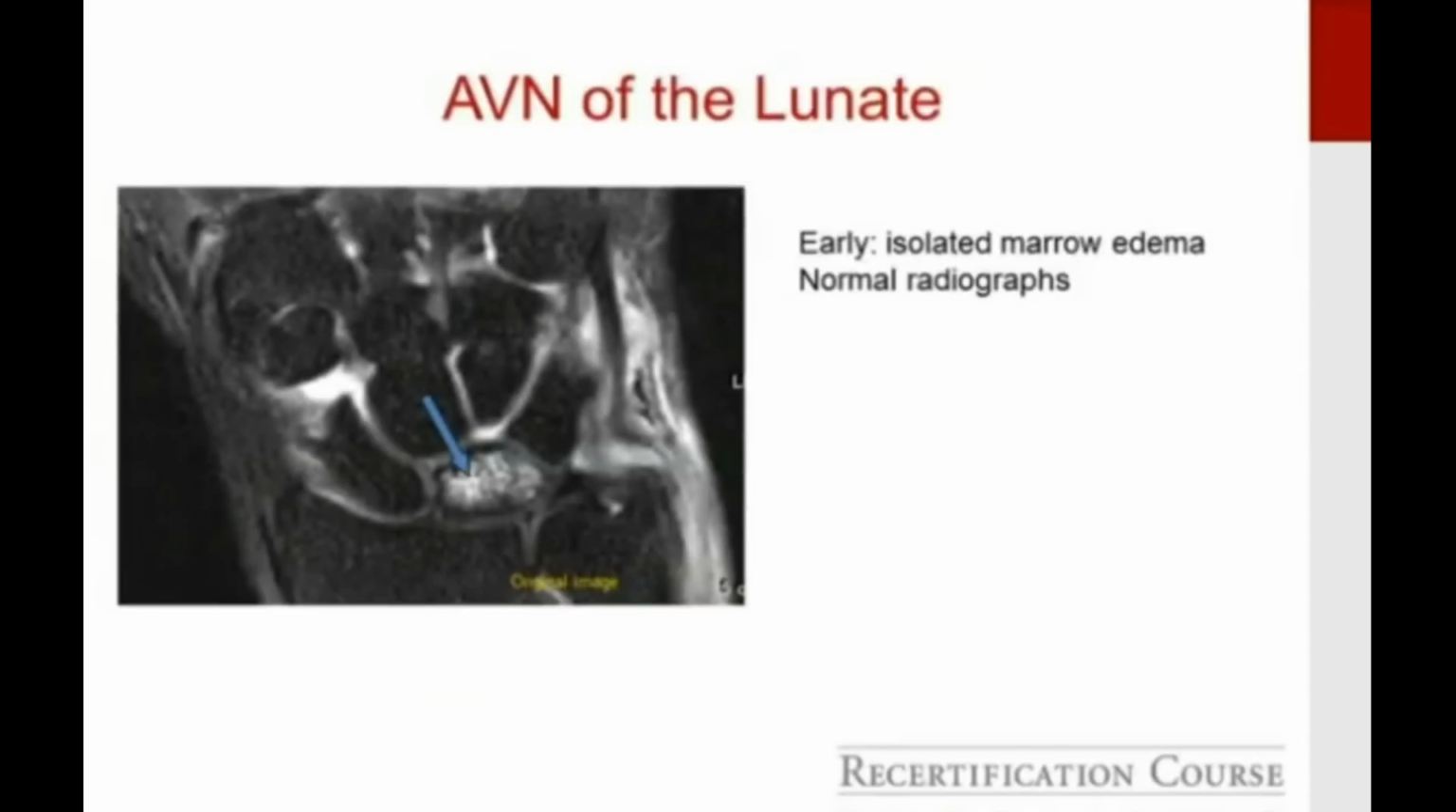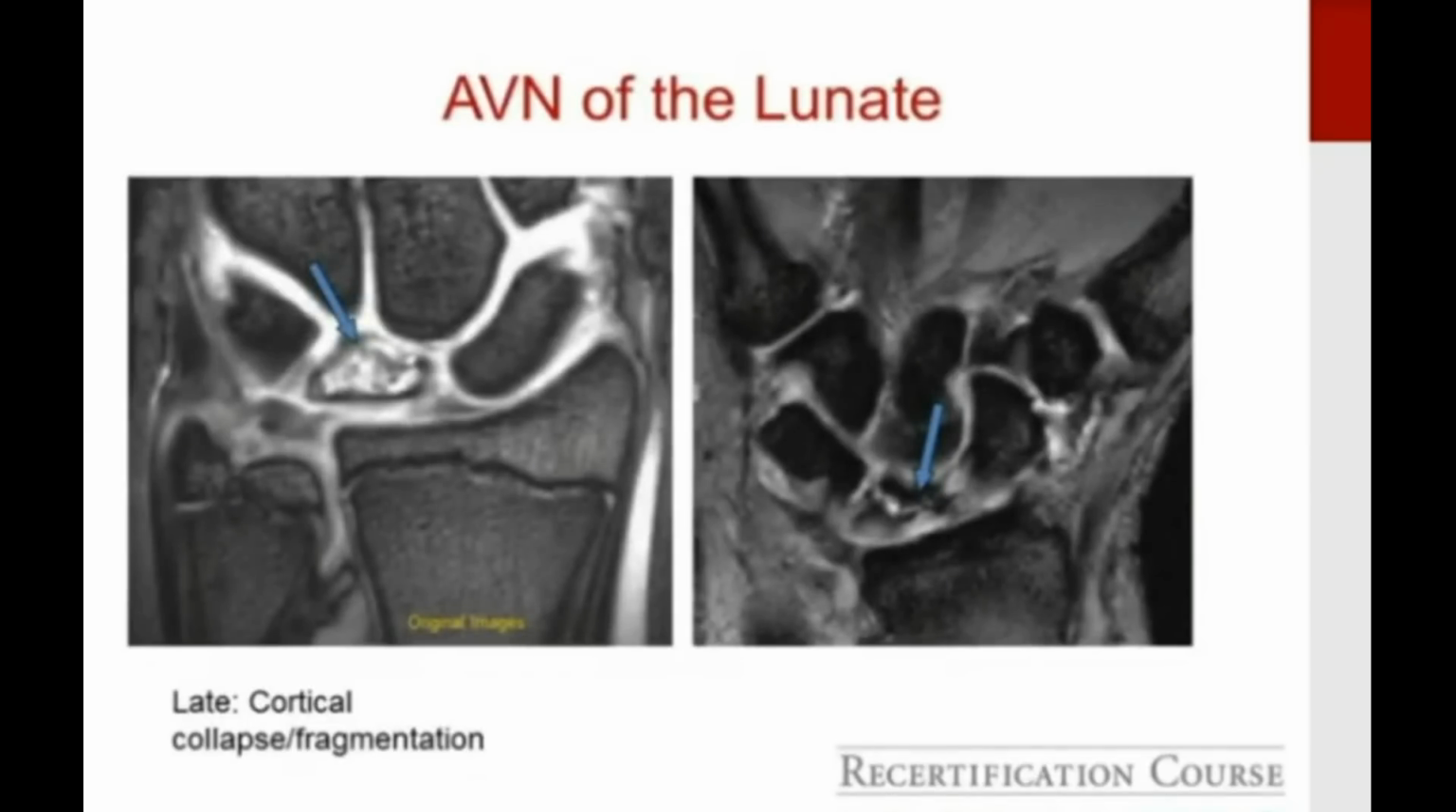MRI is excellent for depicting AVN in the wrist, and here we have a case of AVN of the lunate. In the earliest changes of AVN, the radiographs will be normal, but on MRI we'll see a marrow edema within the necrotic piece of bone. Here we see diffuse marrow edema throughout the lunate with no history of trauma. This is indicative of early changes of avascular necrosis or Kienbock's disease. In the more advanced cases, we'll see fragmentation, collapse, and even fracture through the body of the lunate.